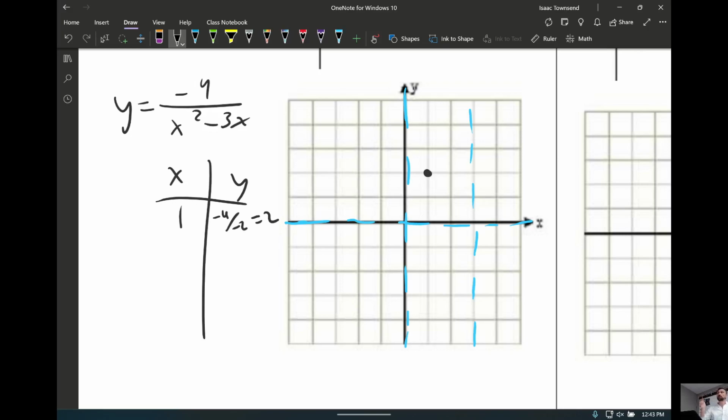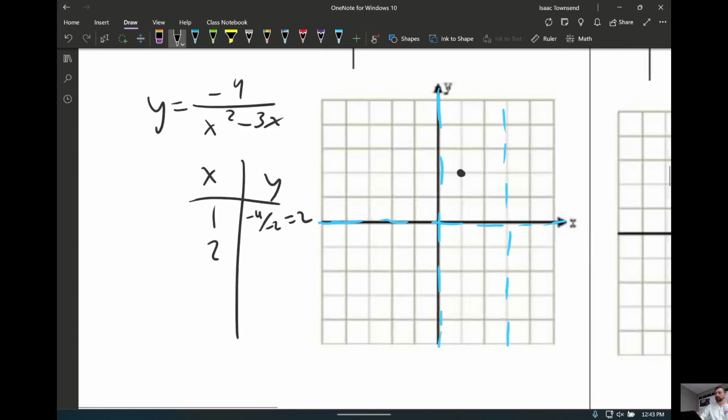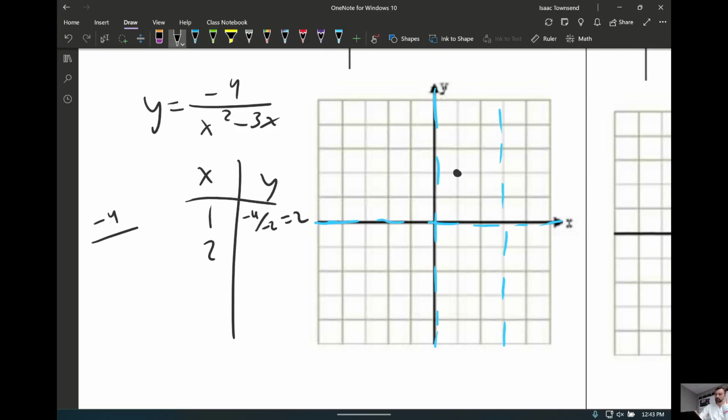Now, I know one place where my graph is supposed to be, but I still don't really know the direction my graph is going. So again, I have no idea. I'm just going to pick something else and go with it. If I try to do 2, I would get something that looks like this. This reduces to -2/5. So when x is 2, y is about -2/5.